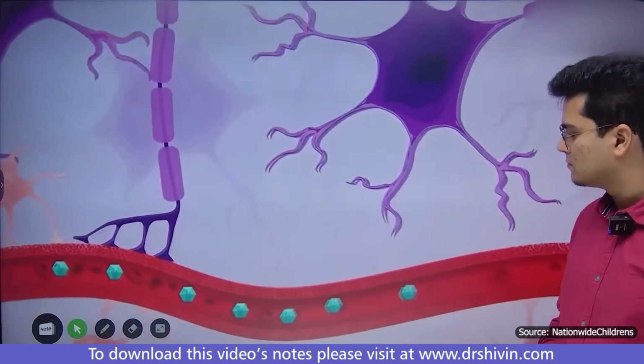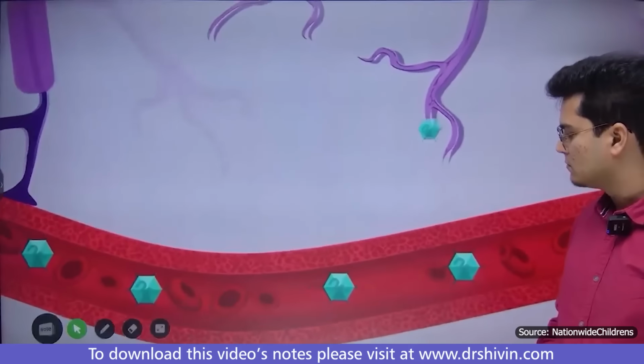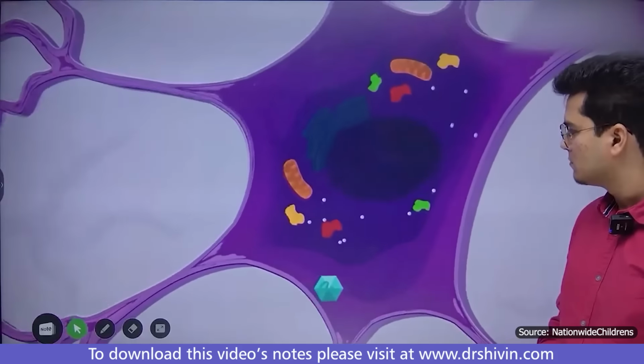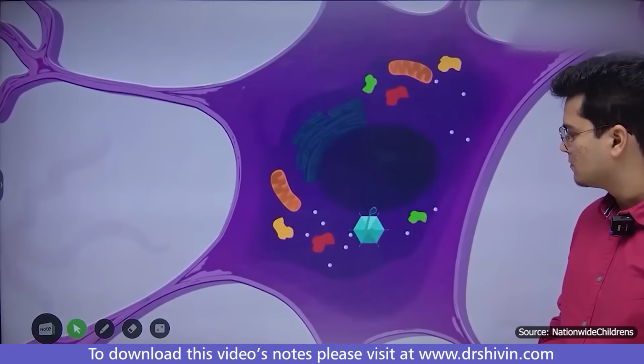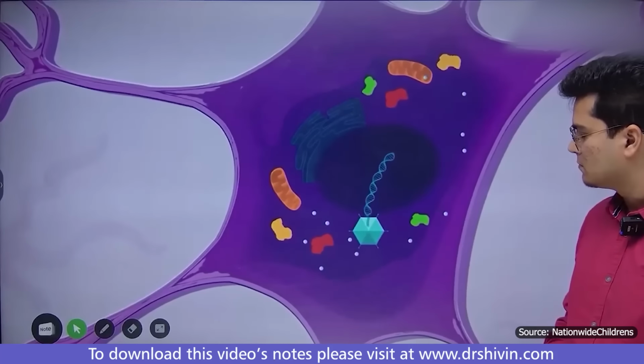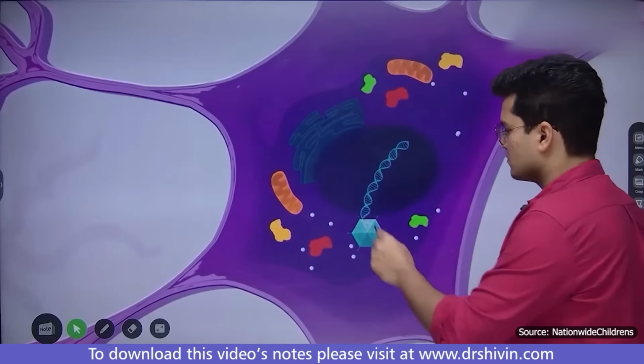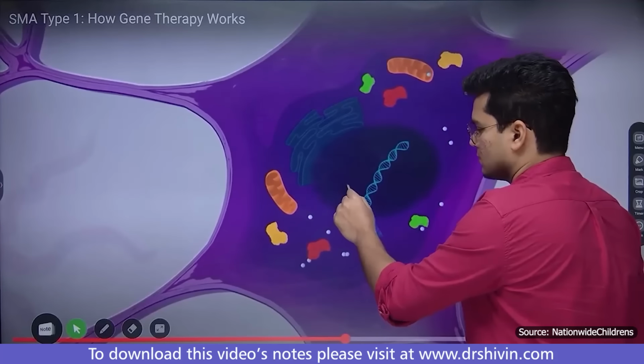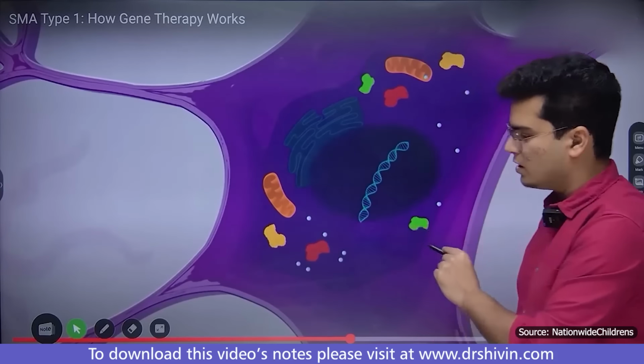Most importantly, they cross the blood-brain barrier to the motor neuron cells in the spinal cord. Once the virus has delivered the SMN1 gene to the cell, the virus disintegrates. The healthy SMN1 gene. अब यहाँ क्या हुआ?